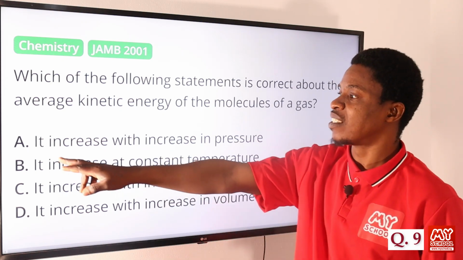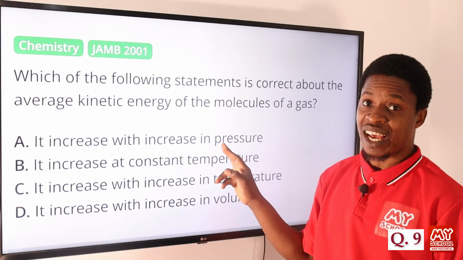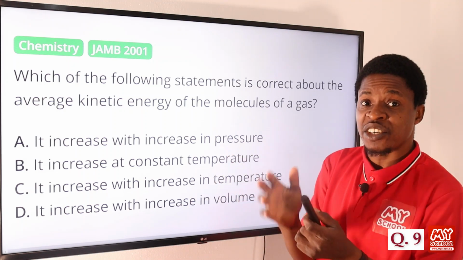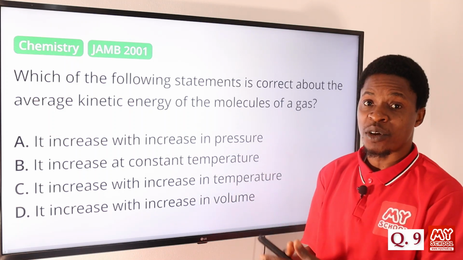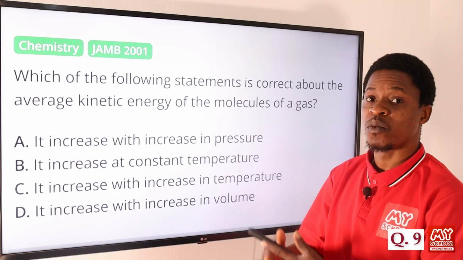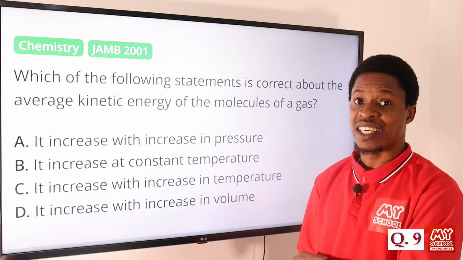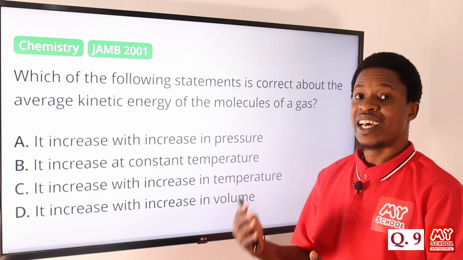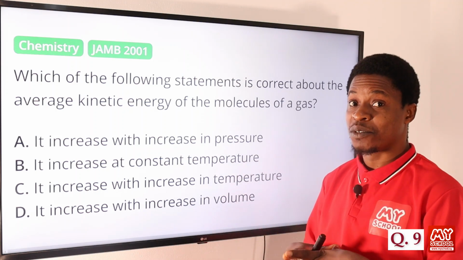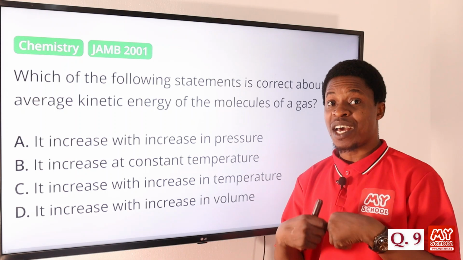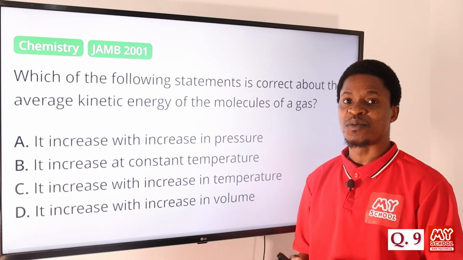If you look at option A, it says it increases with increase in pressure. No, even though they are gases, it doesn't increase because the relationship is actually with temperature. That is one of the postulates, the assumptions of kinetic theory, the way gases behave. We looked at that when we were talking about gas laws, Boyle's law, Charles's law, and so on, in one of our video lessons. You can click on the link in the description below, which will take you to the Myschool website, so you'll be able to access those video lessons we have in chemistry.